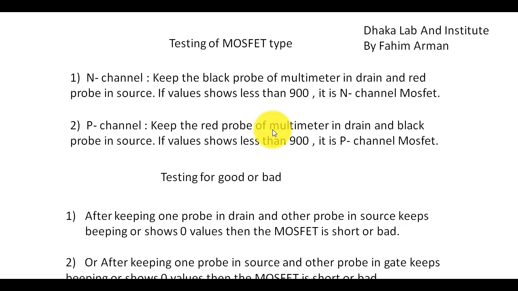Okay, for testing, you have to keep one probe on the drain and the other probe on the source. If the MOSFET keeps beeping or shows zero values, then the MOSFET is short or bad. You can say that. Or, after keeping one probe on the source and the other probe on the gate, if it keeps beeping or shows zero values, then the MOSFET is short or bad. This way you can test the MOSFET.